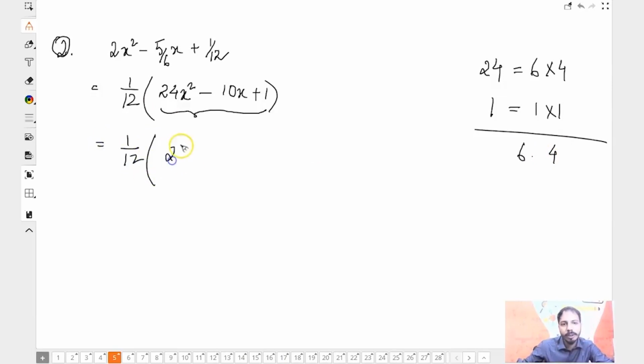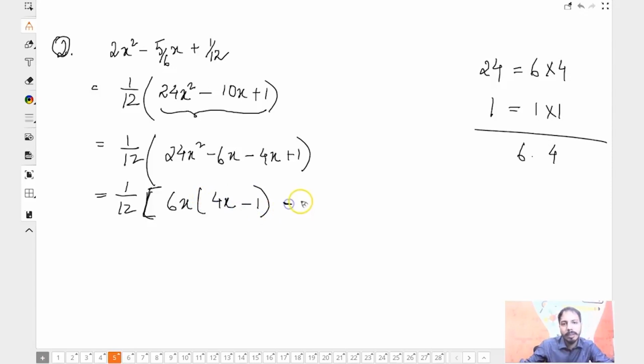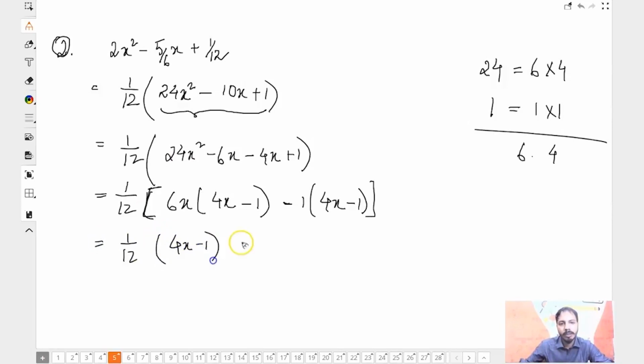So what I can do here is 24x squared minus 6x minus 4x plus 1, and this I can write as... let me take 6x common. So if I take 6x common, I will get 4x minus 1, and here let me take minus 1 common, so I will get 4x minus 1. Now from these two, what can I get? I will get 4x minus 1 and 6x minus 1.